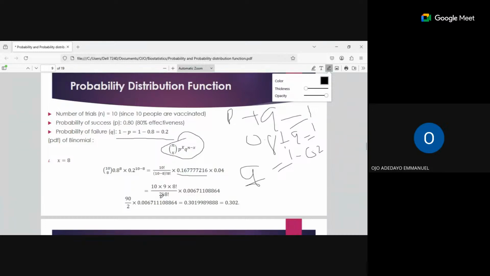Remember that 2 factorial simply means 2 multiplied by 1 multiplied by 0 factorial. And remember that I told us that 0 factorial is 1. So automatically 2 multiplied by 1 will give you 2. That is why we are having 2 here.